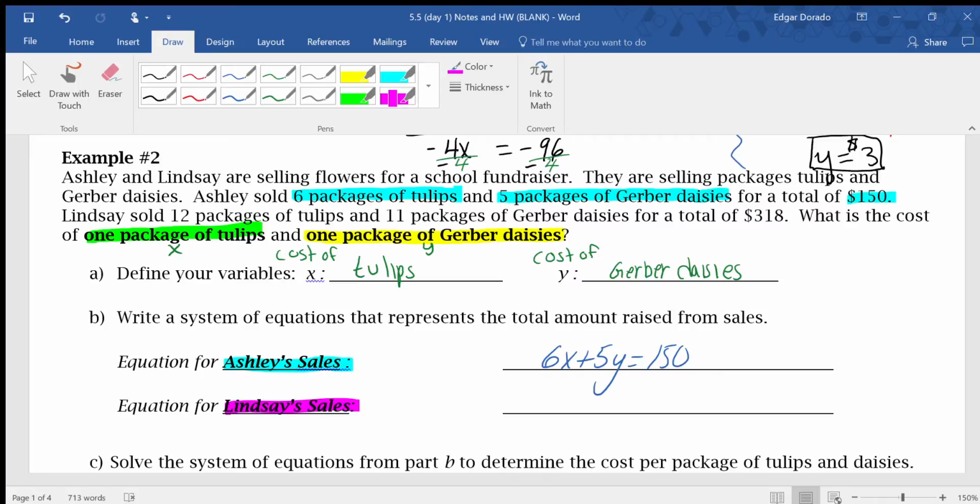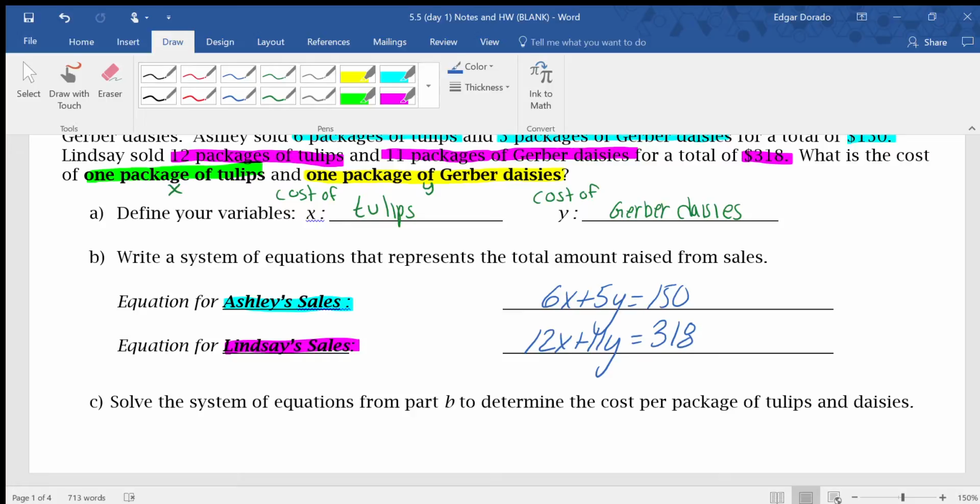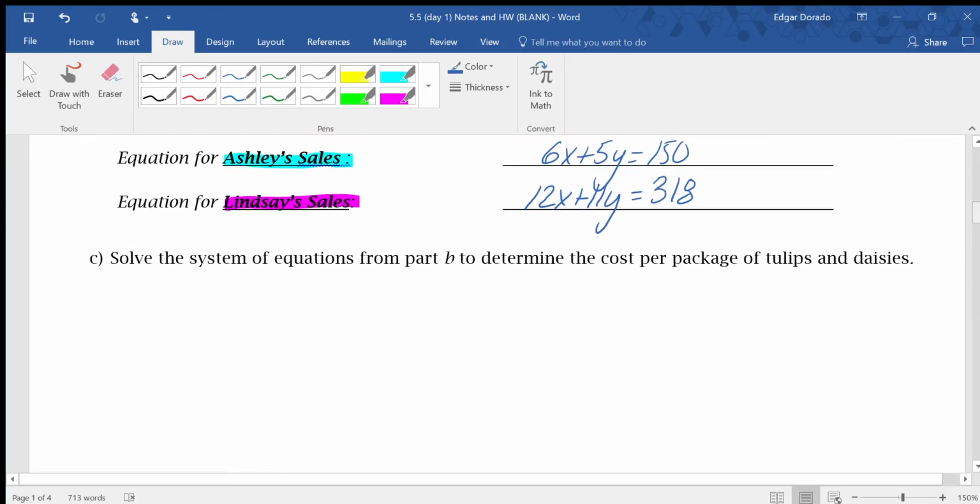Lindsay sold 12 packages of tulips, 11 packages of Gerber daisies, for a total of $318. So once again, I can write my new equation. This would be 12x plus 11y equals 318. All right, so I have my 2 equations, and hence now I have my system. Now it says solve the system of equations from part B to determine the cost per package of tulips and package of daisies.